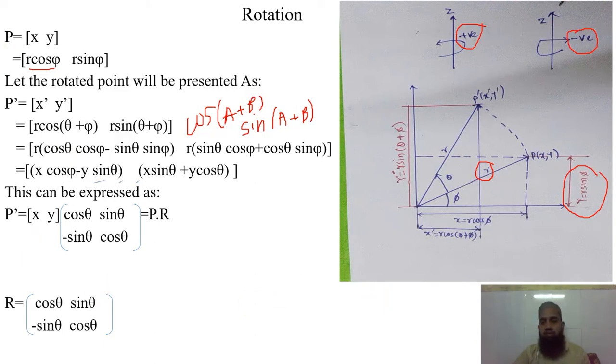Wait a moment, it is a mistake. It is actually theta, not phi. You have to correct it. Actually I made a little mistake, because r cos phi is x, so it will be x cos theta, and y sin theta. Similarly here also, r cos phi is x, r sin phi is y. So x sin theta and y cos theta. So this will be the final.